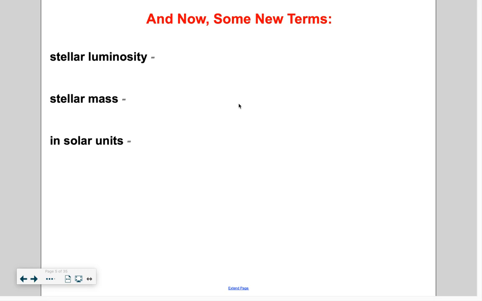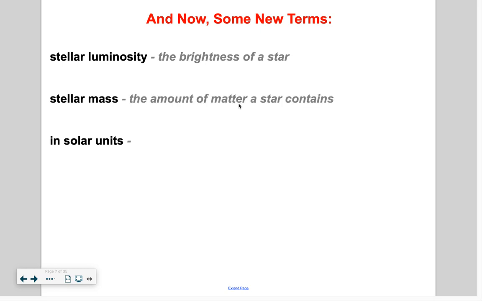First, we're going to talk about stellar luminosity. Okay, pretty easy. Stellar luminosity is simply the brightness of a star. Astronomers have the ability to measure how much light comes out of stars, and they can get some pretty big numbers when they do that. More on that in a little while. I'm going to explain to you a clever little trick that astronomers use to be able to express how bright a star is. It's pretty easy.